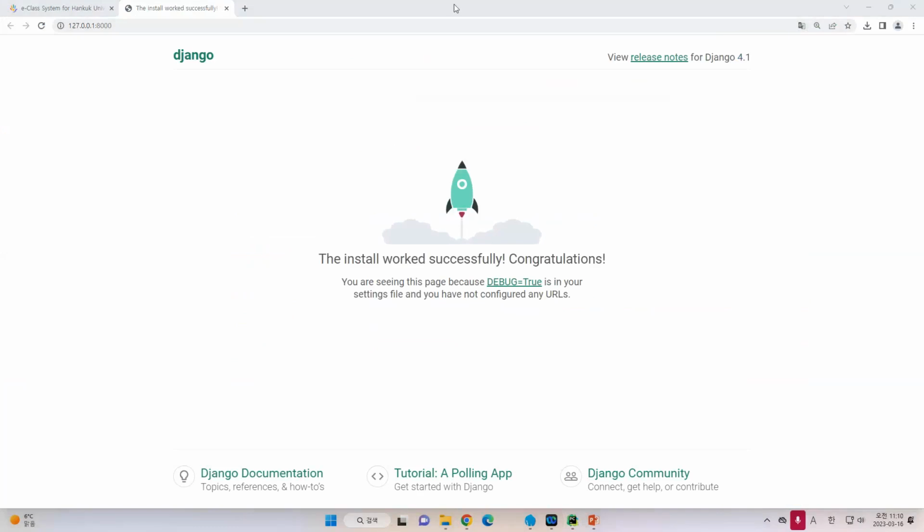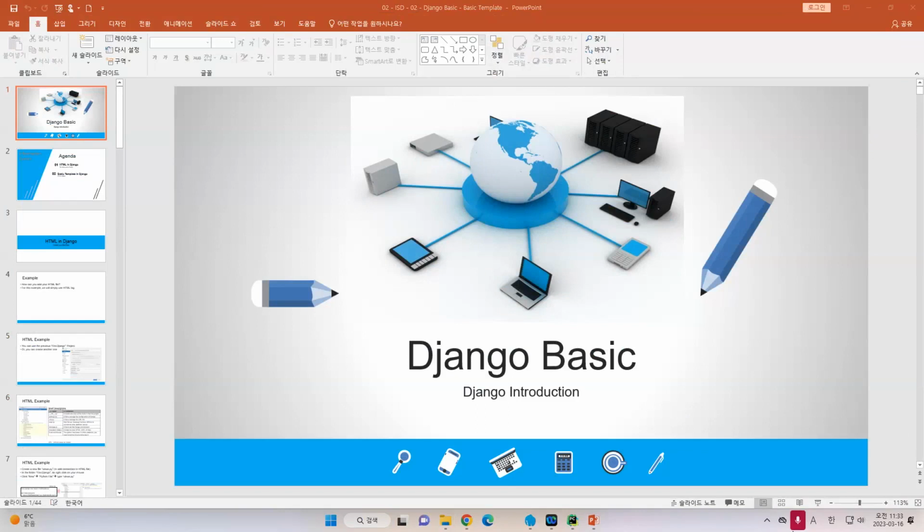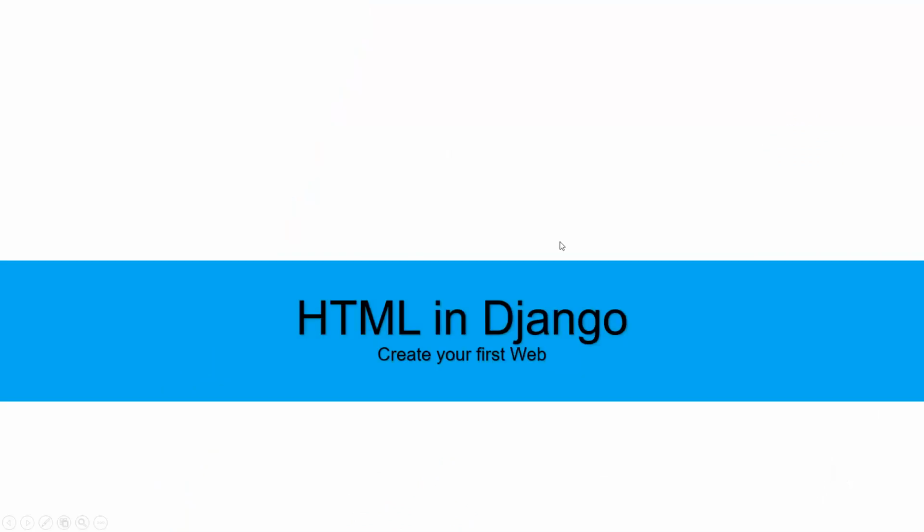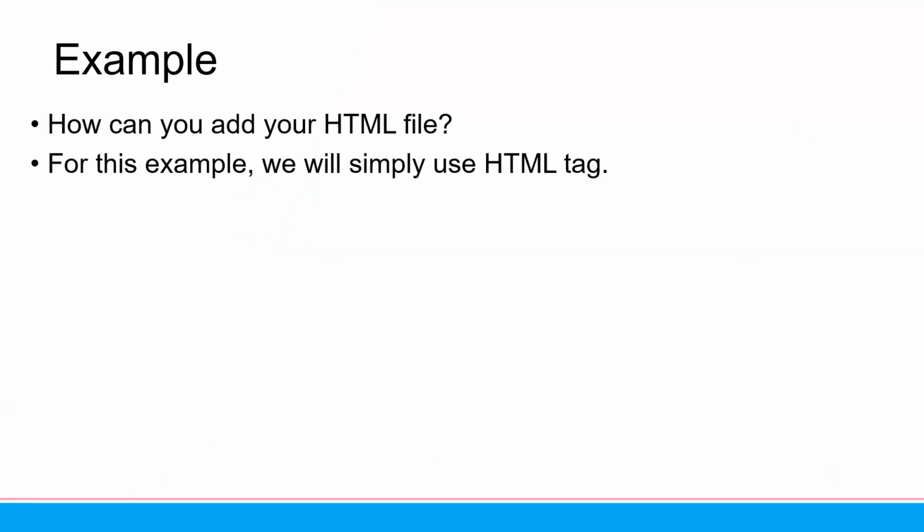So can you finish until this one? I'm going to discuss how we can make the HTML in Django, and then some basic templates in Django. So, HTML in Django. The question is how you can add the HTML file in Django.